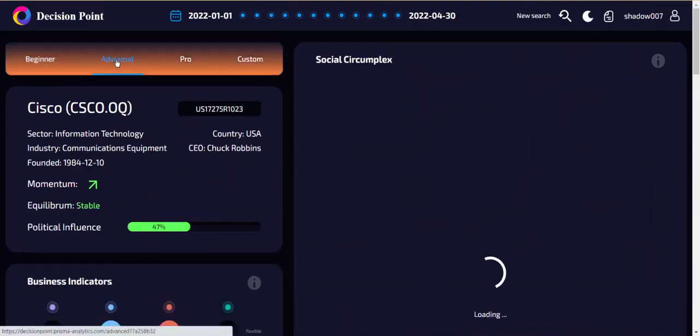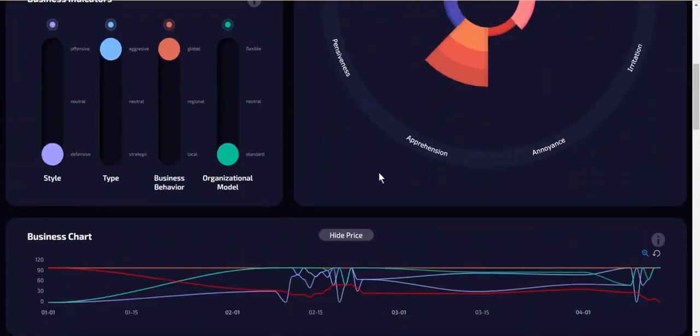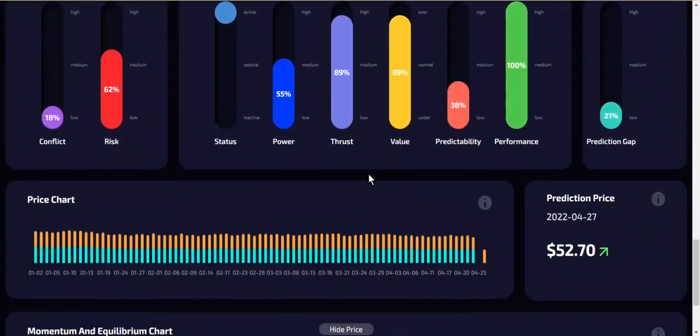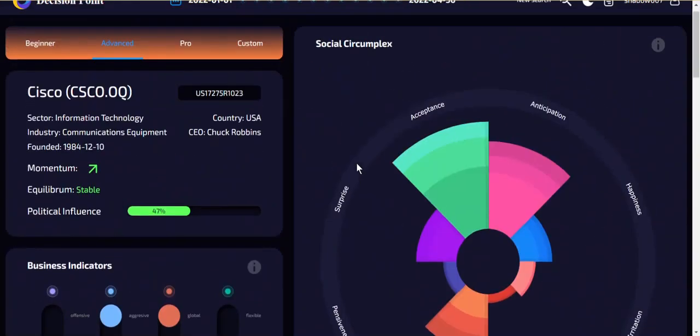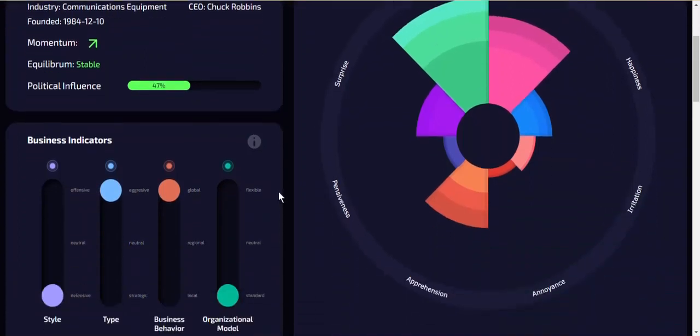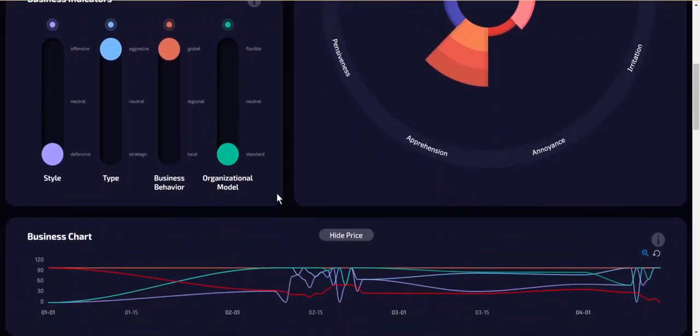Each level gives you a deeper dive into more information, so you get more and more as you go forward. There's a pro level, and there's a custom level where you actually get to design and configure your own query, what information you want, within the parameters that are allowed by the system. And this is the beginning. There's much more to come.